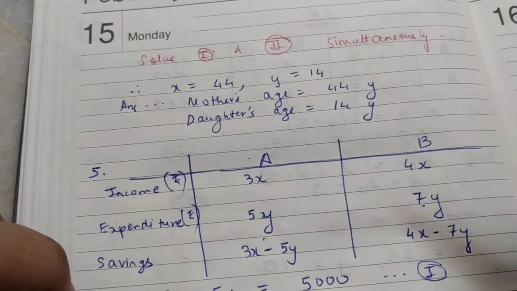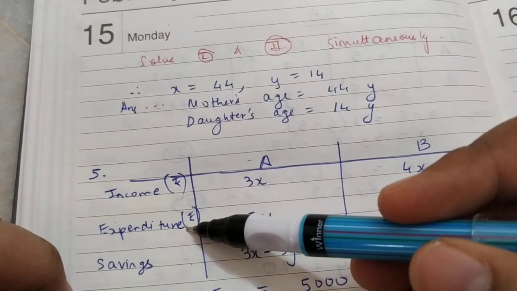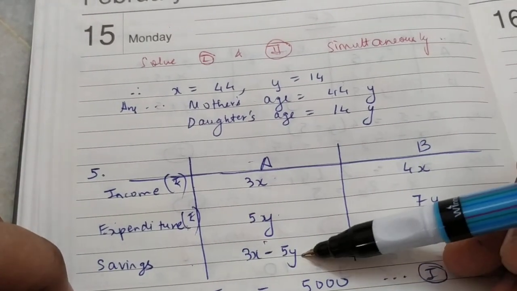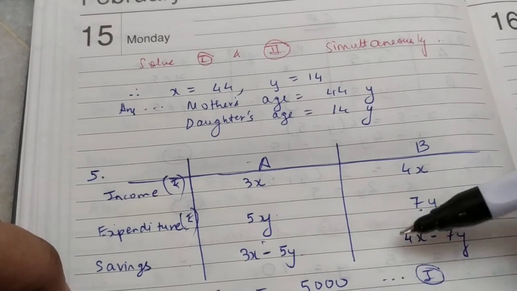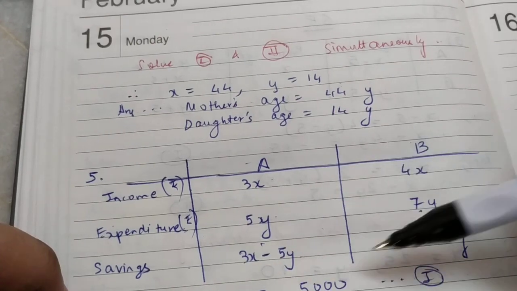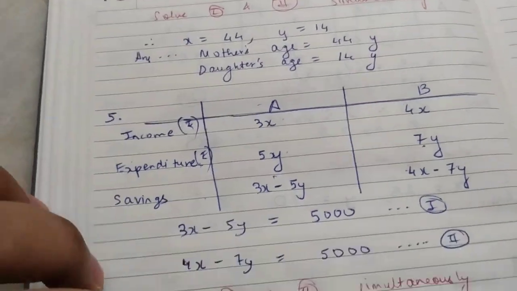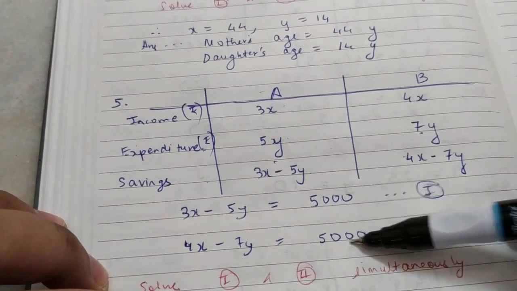Now we know that savings is income minus expenditure. That means 3x minus 5y is this, and 4x minus 7y is this. These are the respective savings according to our table. But the savings are given. The savings are given as 5,000 each for A and for B.